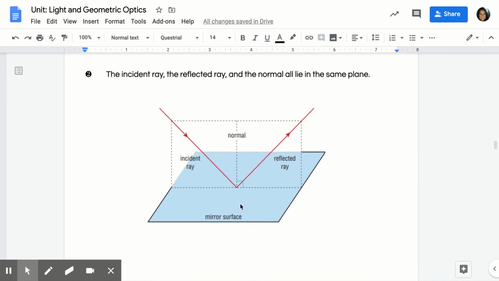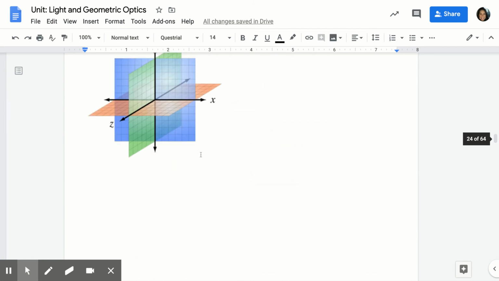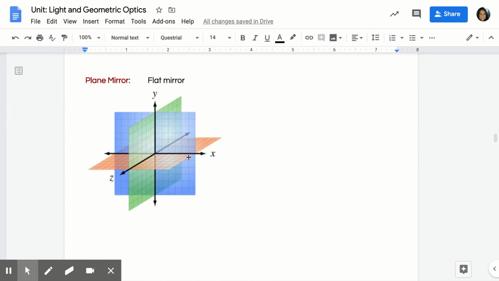The second one is that the incident ray, the reflected ray, and the normal all have to be in the same plane. So here, you notice that my incident ray, my reflected ray, and my normal are all on that same plane. If you imagine my mirror surface is my x-axis, then this is all my y-axis, so this is all on that same plane. And you'll recall that we talked about that yesterday in this image, okay?